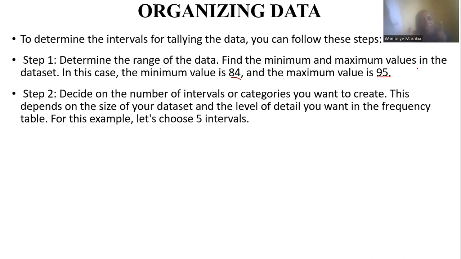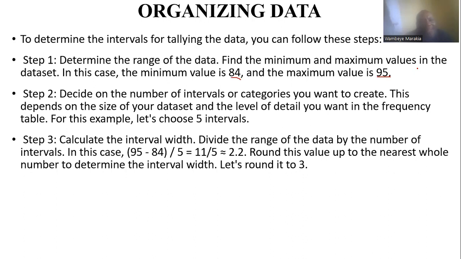The second step is to decide on the number of intervals or categories you want to create. This depends on the size of your data set and the level of detail you want in the frequency table. For example, let us choose an interval of 5, meaning that we have a group of 5 in each interval, with 5 items being represented in that group that we are going to group. Then the third step is to calculate the interval width.